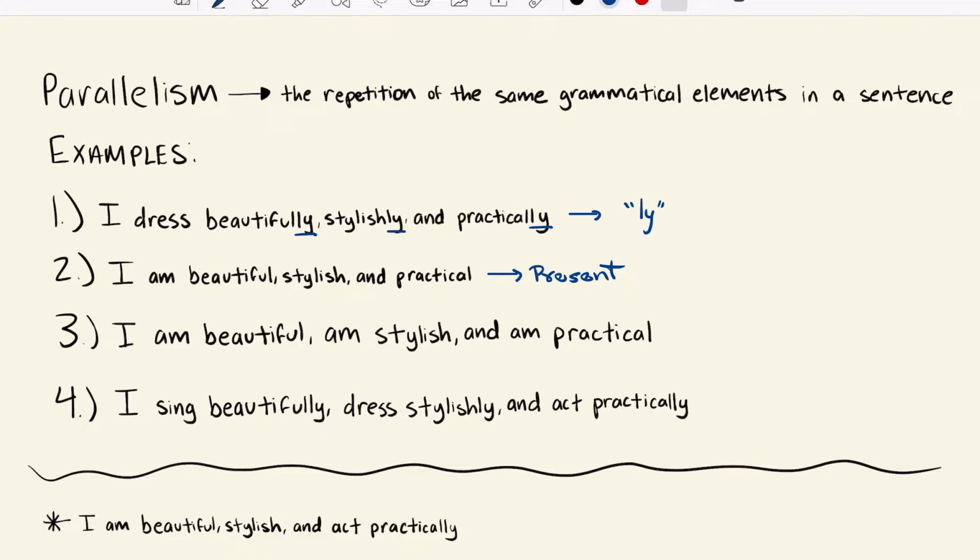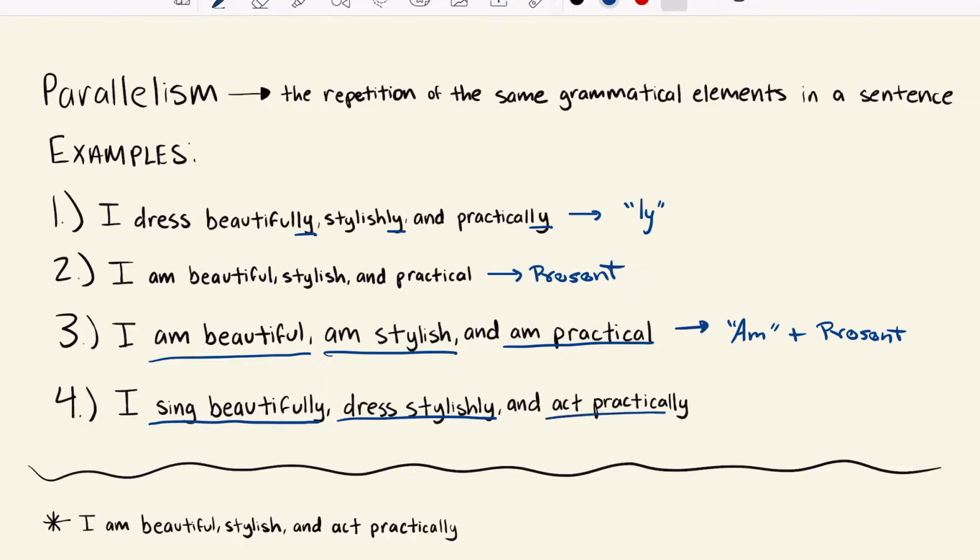And the third sentence says, "I am beautiful, am stylish, and am practical." So these are all parallel, and they are all in am plus present. In the final sentence, it says, "I sing beautifully, dress stylishly, and act practically." So these are all parallel because it is a verb plus ly.